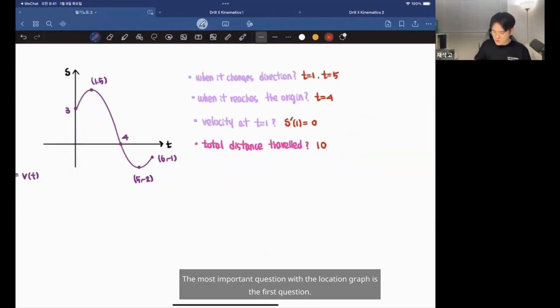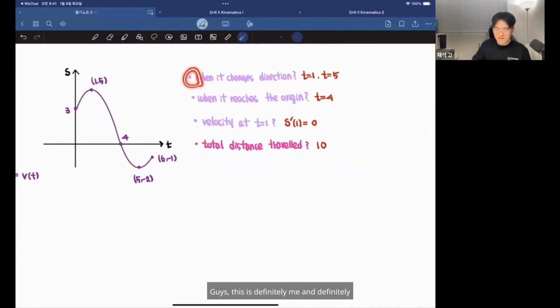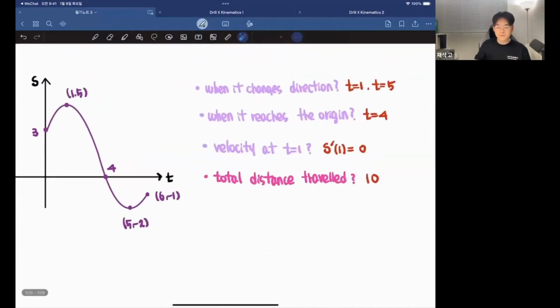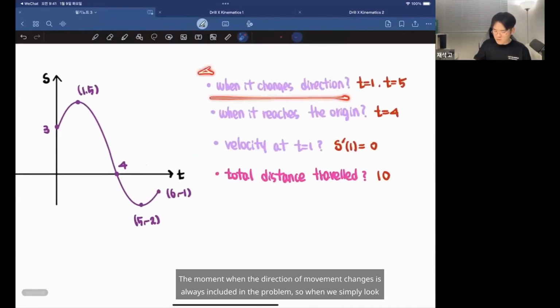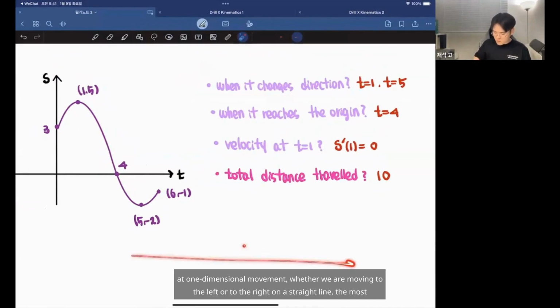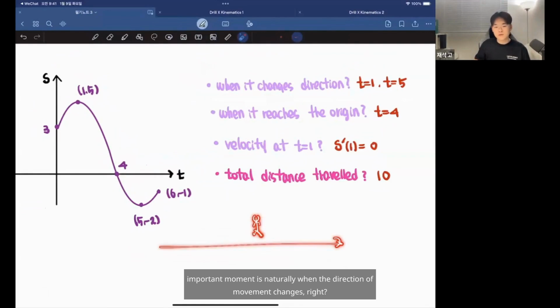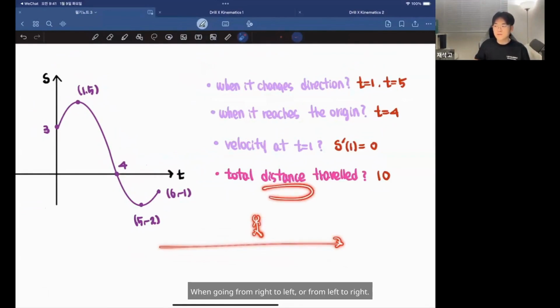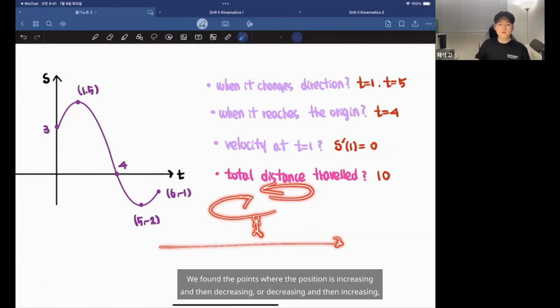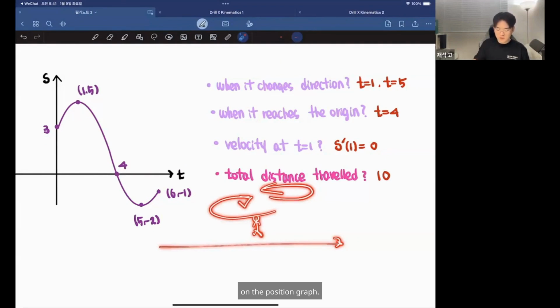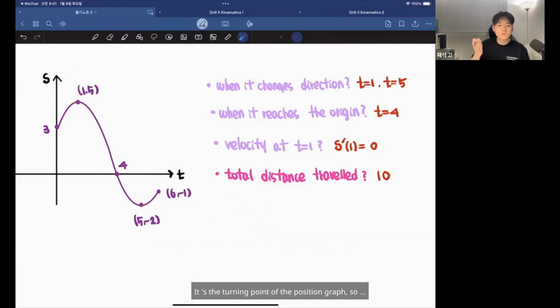The most important question with the location graph is the first question. Definitely the moment when the direction of movement changes is always included in the problem. So when we look at one-dimensional movement, whether moving to the left or to the right on a straight line, the most important moment is when the direction of movement changes, going from right to left or from left to right. We found the points where the position is increasing and then decreasing, or decreasing and then increasing, on the position graph. It's the turning point of the position graph.